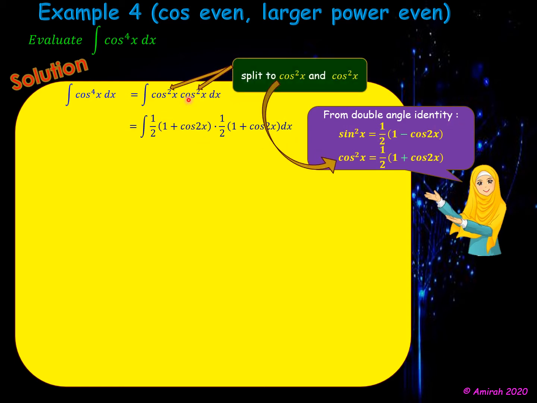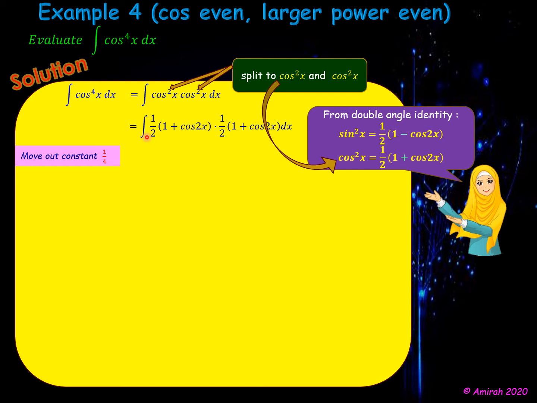Firstly, we need to split into cos squared x and cos squared x. And then we need to replace cos squared x by half times 1 plus cos 2x from the double angle identity. And the other cos squared x, we use the same formula. Okay.